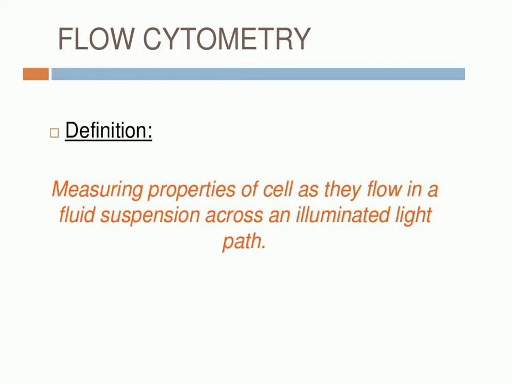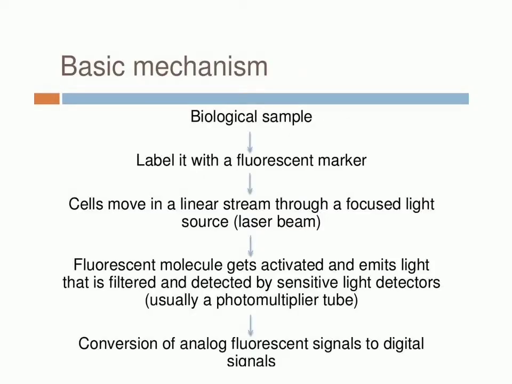Biological samples are prepared and labeled with a fluorescent marker. Cells move in a linear stream through a focused light source. The fluorescent molecule gets activated and emits light that is filtered and detected by sensitive light detectors, usually a photomultiplier tube. Analog fluorescent signals are then converted to digital signals.